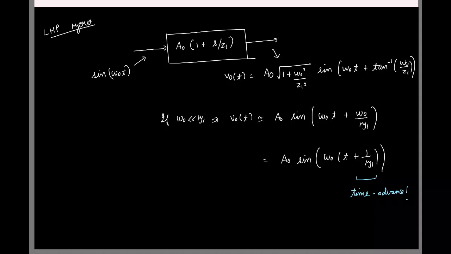The impulse response h of t will be an impulse. No, h of t need not be an impulse, right? There are no poles, basically. To create poles you require capacitors. Exactly, continue. We require capacitors and inductors. To create a zero also we require that. Exactly. If we create a zero then we will have a pole.